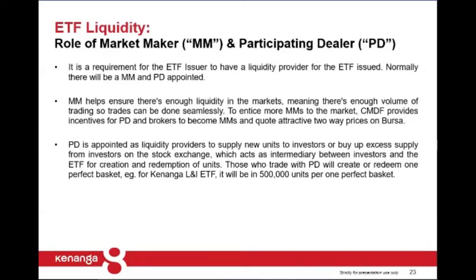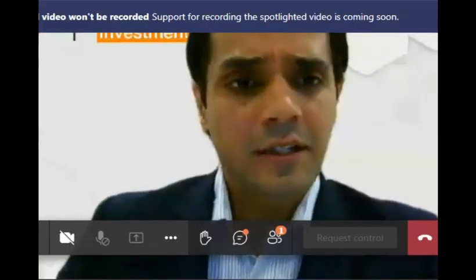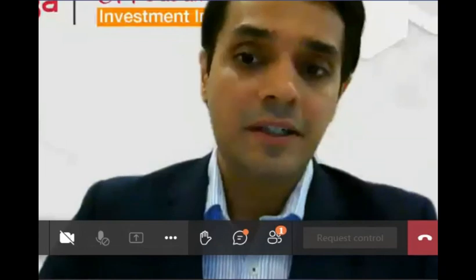They are the ones who quote the bid and ask prices, and they are also the first to apply for creation of units. Largely, the liquidity provider's role is to ensure that the market price of the ETF does not deviate too much from the underlying index. So it's the effort of the liquidity providers, such as the market makers and the participating dealers. It is hoped that the liquidity of ETFs is probably not as bad as the perception that people may have out there. There are certainly mechanisms put in place to ensure that liquidity is at an acceptable level.